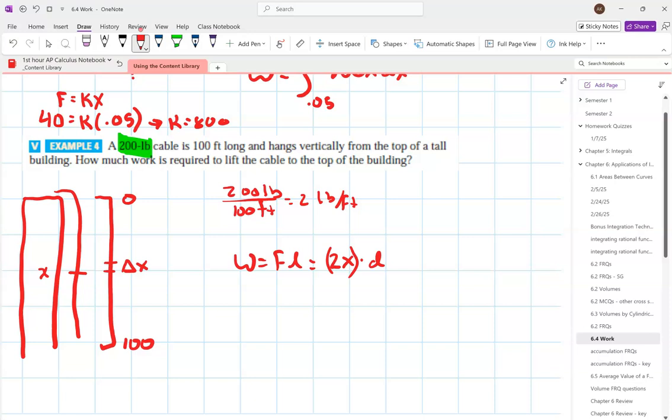Okay, well that's it, right? We're integrating then from 0 to 100, 2x dx. We're done. Because it's easy here because the force on the cable is directly related to how much you still have to pull. Does that feel okay there?